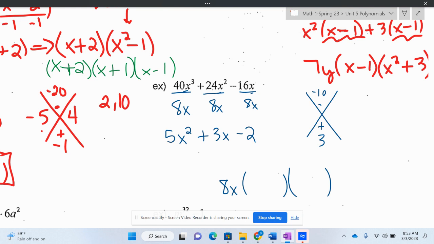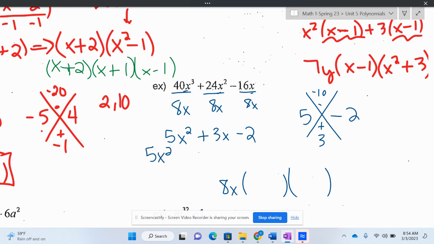What two numbers can I multiply together to get negative 10 that when I add them, I get a positive 3? Let's see, factors of 10. 10 times 1 or 5 times 2, right? That's it. So one of those has to be positive, one has to be negative. Positive 5, negative 2. So this has to be done by grouping.